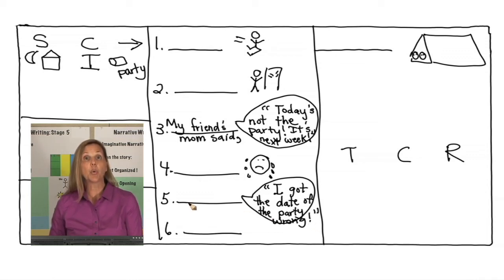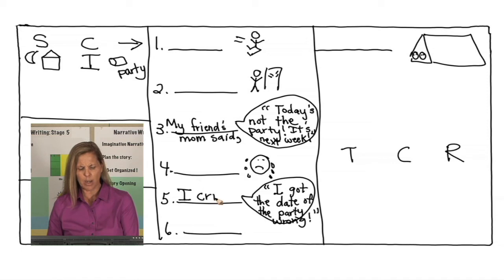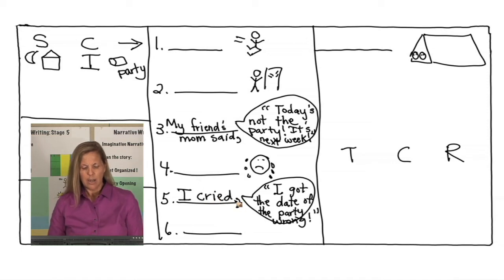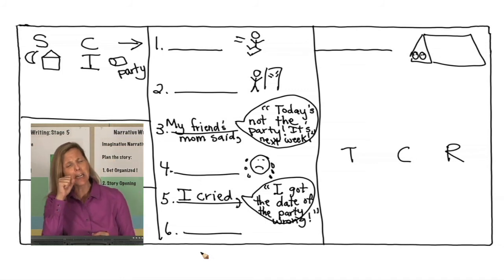Next, we need to write who is saying this. I'm saying it. And how did I say it? Did I say "said" or "cried"? Ooh, I think we should say I cried. I cried, I got the date of the party wrong. That sounds great. The final action, what happened there after I said that to my parents?